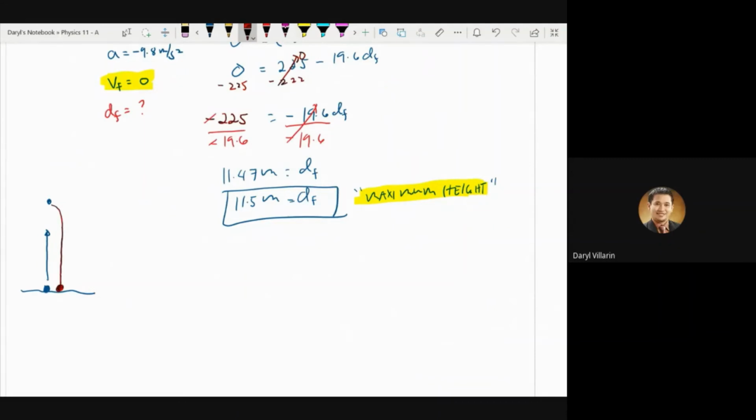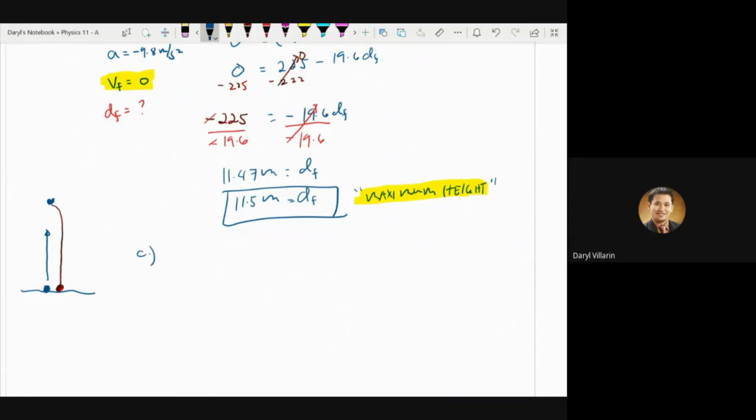So in that particular case, it goes up and then it goes back down to the same position. Again, let's just assume that the object is being thrown from the ground, then it moves up and then reaches the ground at the same time. Okay. So how would you solve this question here?